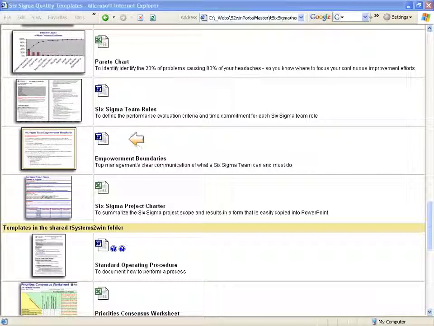The Empowerment Boundaries is a simple one-page document that's designed to be framed and hung on a wall somewhere to clarify your management's decisions regarding what your Six Sigma teams are and are not empowered to do. And we even give you a fill-in-the-blanks Six Sigma project charter, specially designed to fit nicely within a PowerPoint slide.